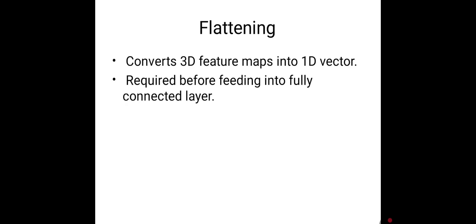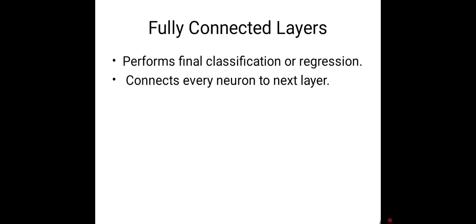And next is flattening. After all convolution and pooling operations are complete, we need to convert the three-dimensional output into a one-dimensional vector. This step is called flattening. Flattening prepares the data so it can be fed into the fully connected layer. Next are the fully connected layers. The fully connected layers perform the final classification. Every neuron in a fully connected layer is connected to every neuron in the next layer. This part of the network learns high-level combinations of features extracted by the earlier layers.